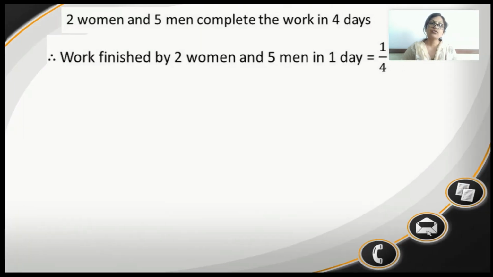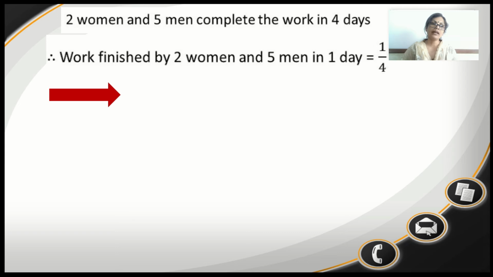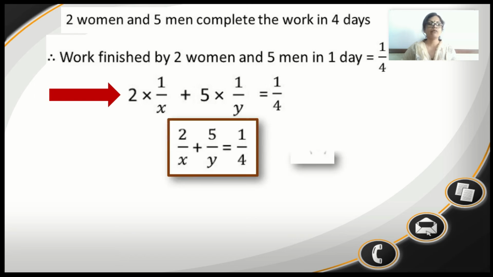Okay, now just see. First condition is 2 women and 5 men complete the work in 4 days. Therefore, they will complete their work in 1 day. That is what is our condition. How will we write that? So, 2 women, and in 1 day it is 2 into 1/x, plus 5 men in 1 day, 5 into 1/y, and they take 4 days. So in 1 day they'll complete 1/4 of the work. So it will be like this. So our equation is 2/x plus 5/y is equal to 1/4, and we will consider this as our equation 1.